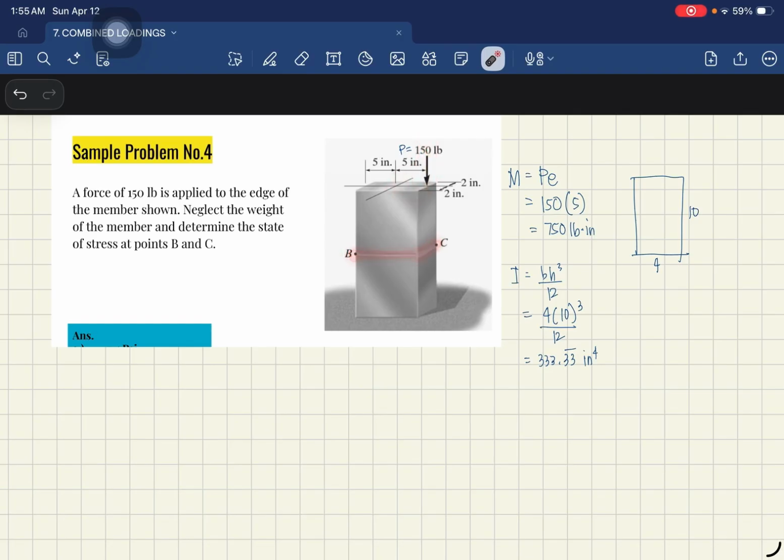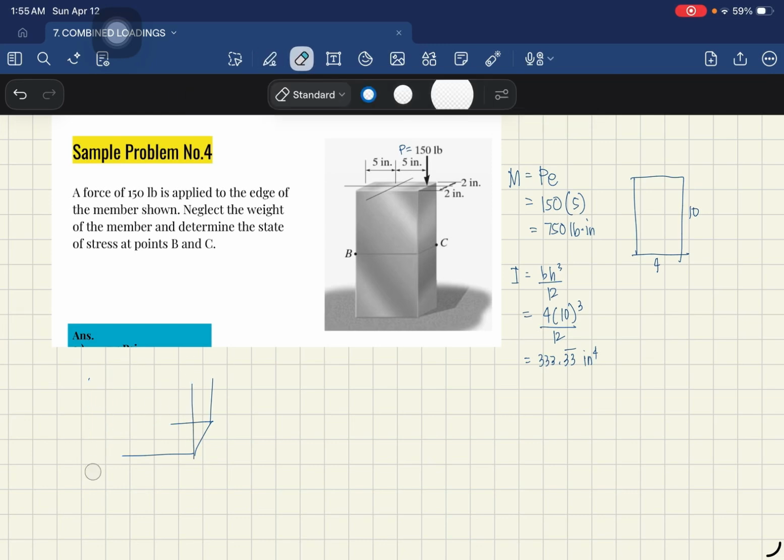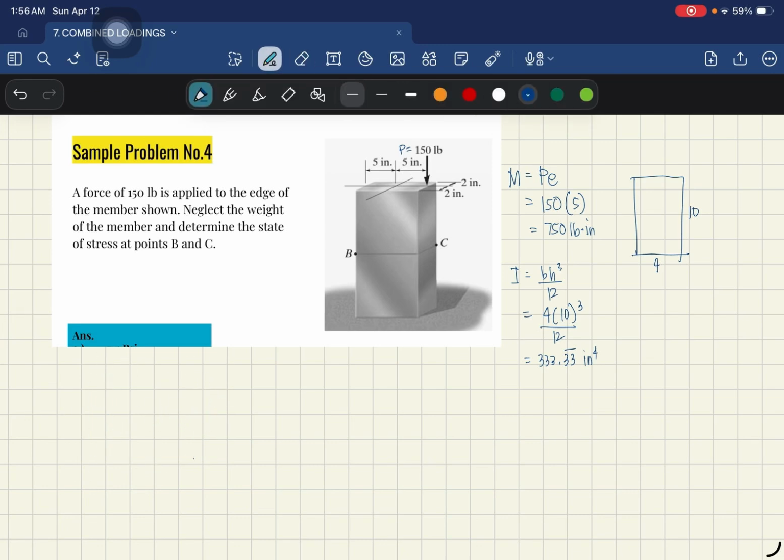So ito yung kailangan nating hanapan ng state of stresses. So kung hahatiin natin yan, yung nararanasan nito, example, ito na yung yan. Okay. So example, yan.